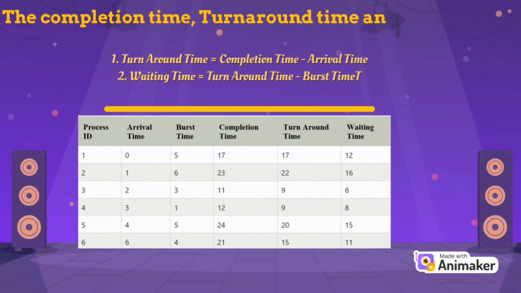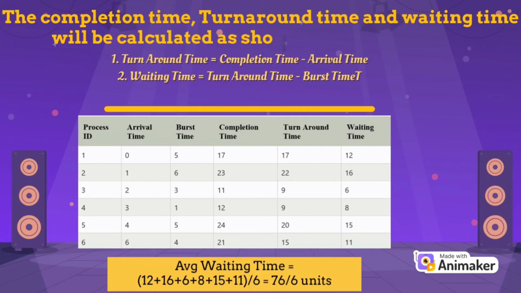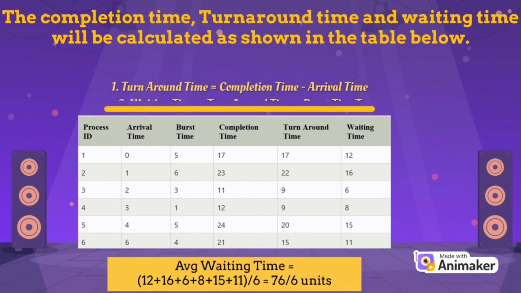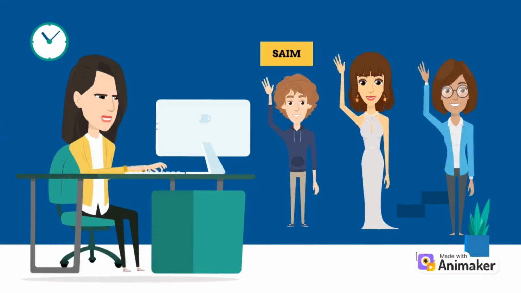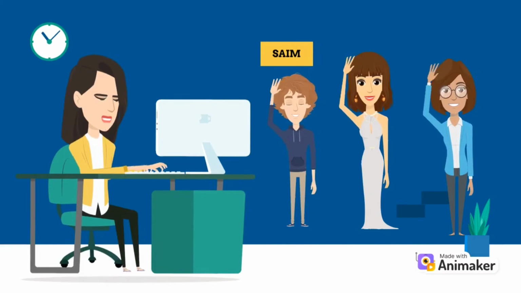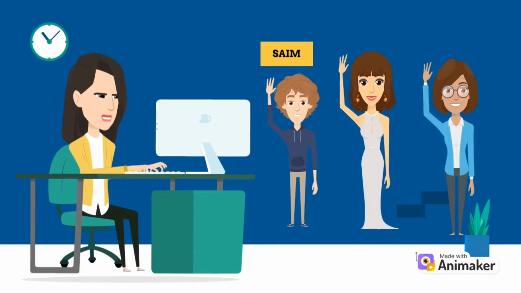Now, if you want to calculate the average waiting time, for that you will first need to calculate its turnaround time, which you will obtain by subtracting arrival time from completion time, and its waiting time, which will be obtained by subtracting burst time from turnaround time. After substituting values into the formula, we will get the final average waiting time. Now, let's take a look at a real-life example to understand the concept of round-robin scheduling.